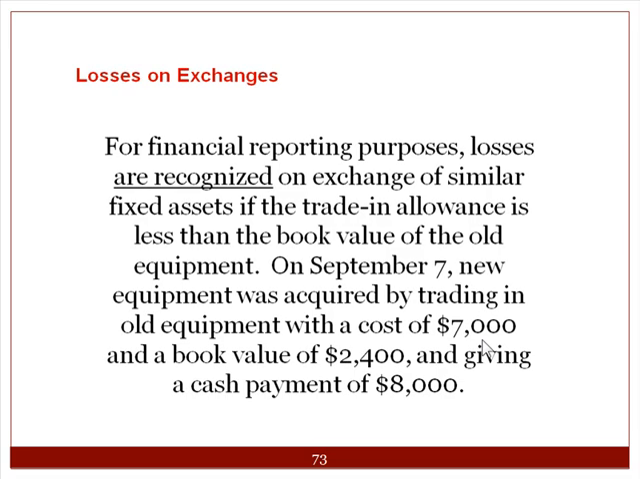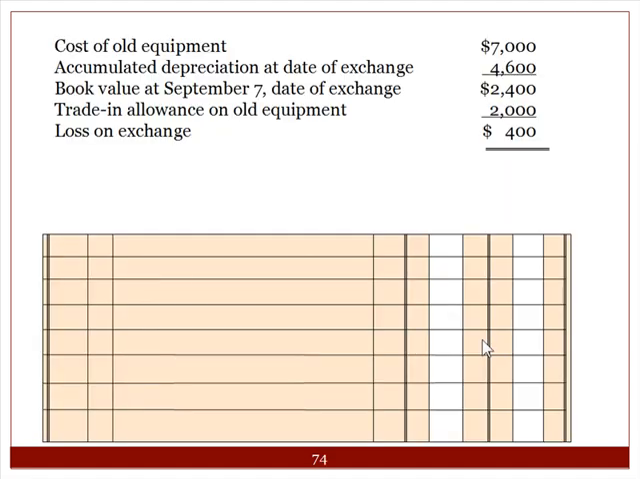For financial reporting purposes, you do recognize losses though. So here's another example. You had old equipment with a cost of $7,000 and a book value of $24,000, and you gave a cash payment of $8,000. So here's the cost of the old equipment, the accumulated depreciation, here's the book value, the date of the exchange, here's the trade-in, here's your loss.